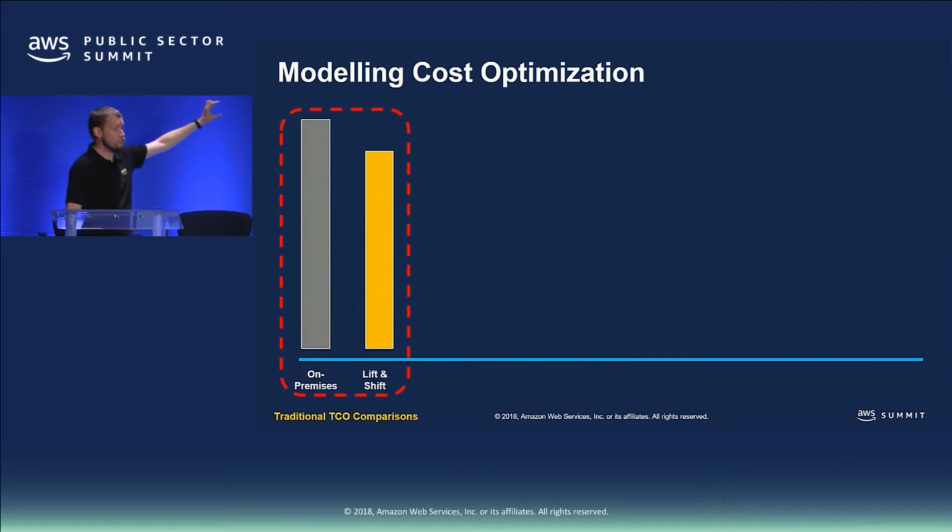But that saving isn't huge, and it depends on the type of workload. It can be big, it can be small. But this is typically where a traditional TCO comparison stops. You're comparing the on-premises price to the EC2 price. From our point of view, that's where the journey begins.